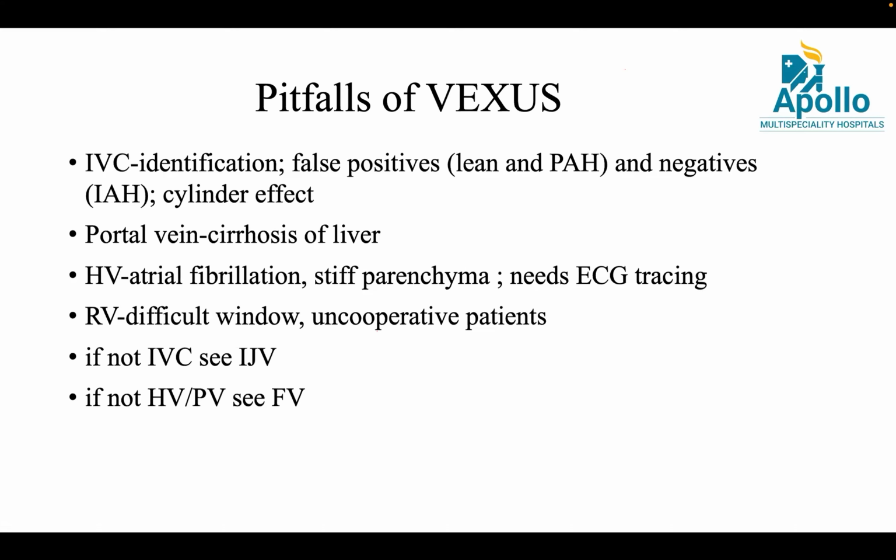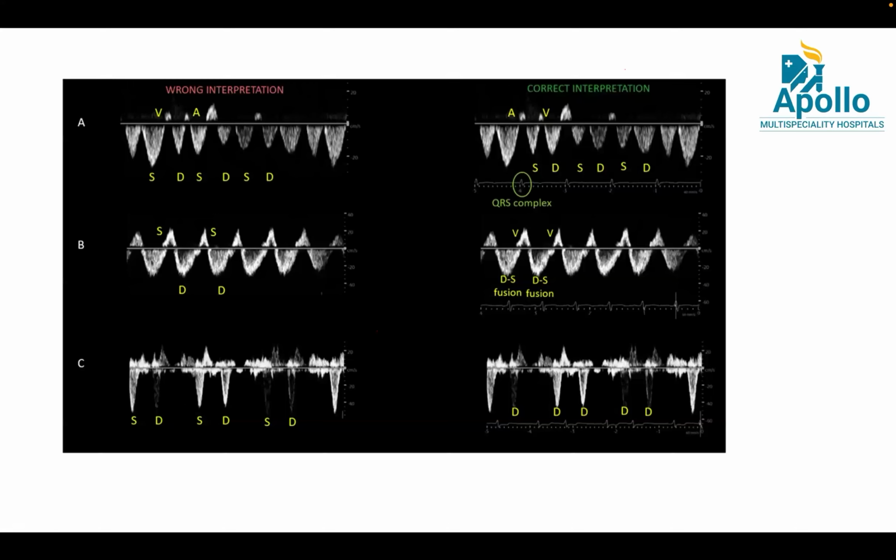Whether the patient has cirrhosis, whether the patient has severe pulmonary hypertension with tricuspid regurgitation, how is the heart rhythm, if there is an atrial fibrillation or not. In that case, you need an ECG tracing before interpreting the hepatic venous waveforms. Otherwise, you're going to get a lot of false interpretation. If you don't know what is S and D, then you can misinterpret S as D and reverse. So you need to have an ECG tracing preferably.